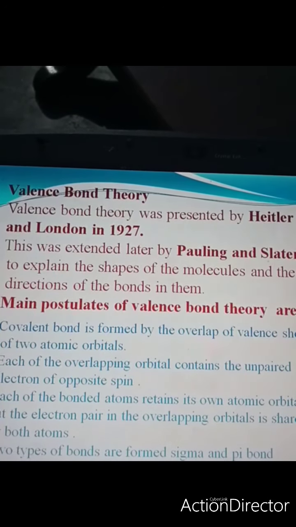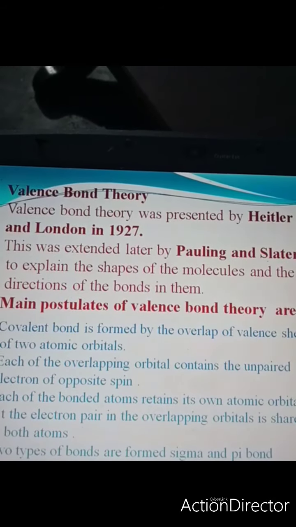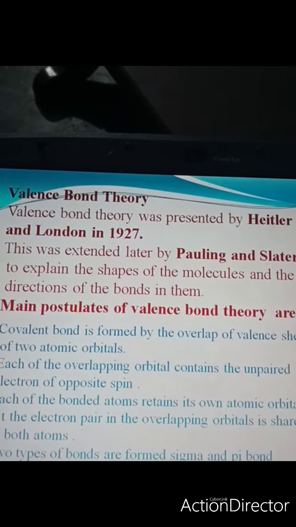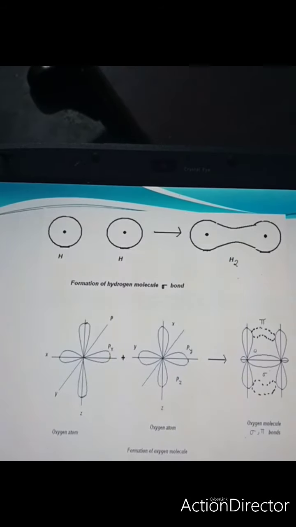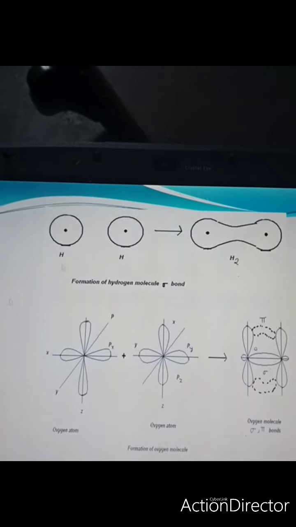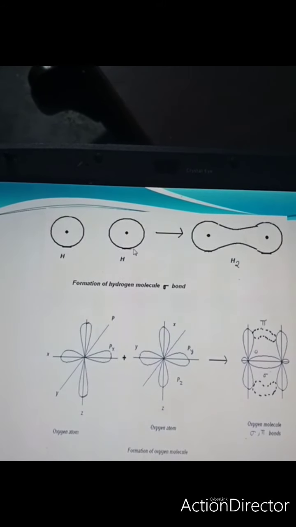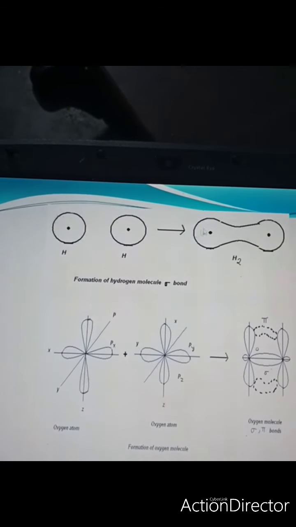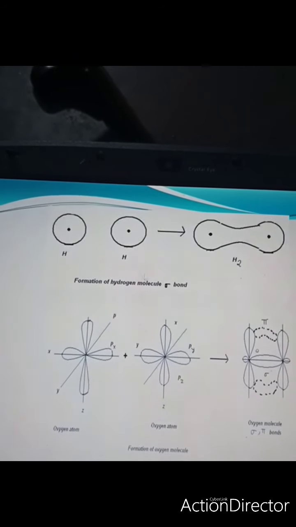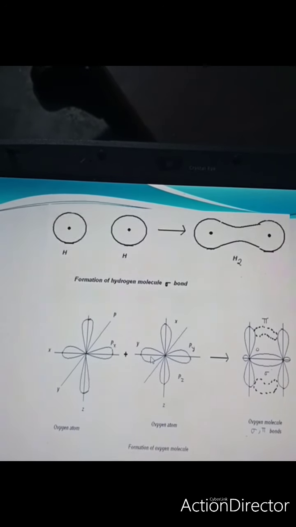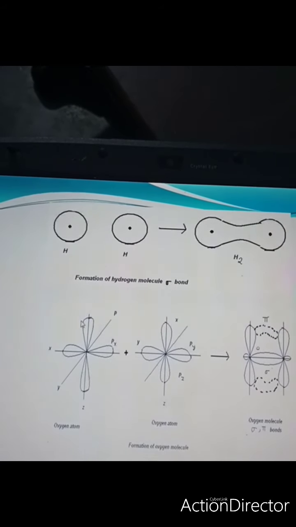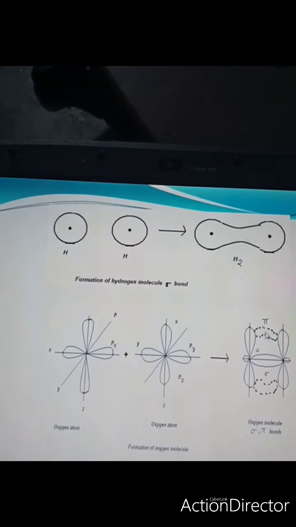In this case, two types of bonds are formed. One is the sigma bond, which is formed by the sideways overlap, and the other one is the pi bond, which is formed by the parallel overlapping. Let us see an example of sigma and pi bonding. The 1s orbital of hydrogen overlaps sideways, resulting in the formation of a sigma bond. While the p orbital of oxygen, this overlapping will result in a sigma bond, while this overlapping, that is the parallel overlapping, will result in the formation of a pi bond.